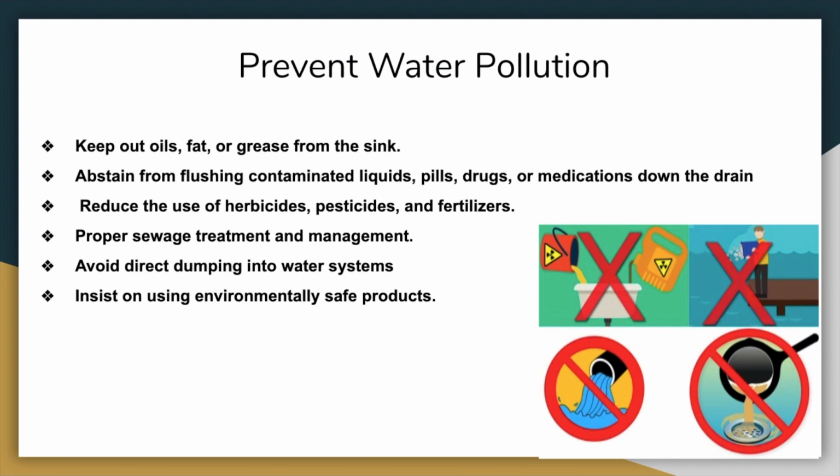Prevention of water pollution. How can we prevent water pollution? Keep oils, fat, or grease out of the sink. Abstain from flushing contaminated liquids, pills, drugs, or medications down the drain. Desist from using the toilet as a bin. Reduce the use of herbicides, pesticides, and fertilizers. Proper sewage treatment and management. Avoid direct dumping into water systems. Always conserve water. Insist on using environmentally safe products. Practice tree planting.